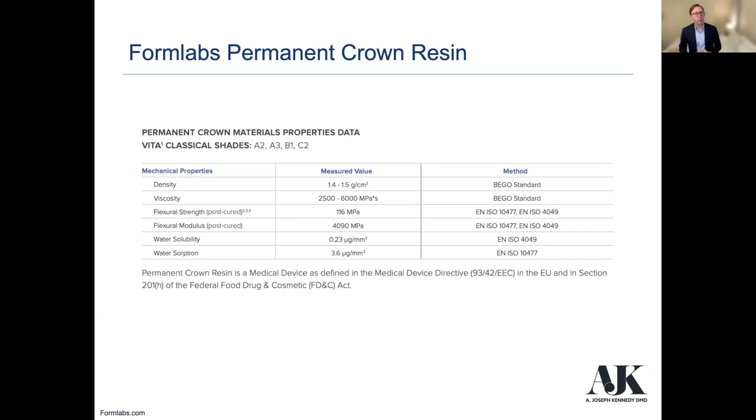So let's talk about some of these crowns. There are a lot of different ones on the market. Bego is from Germany. They've got a crown that Formlabs uses. It's called the permanent crown resin. You can see just some of the ideal measurements here, like the flexural strength and the flexural modulus post-cured. So 116 megapascals and the modulus is 4,000 plus, right? So pretty impressive strength there.